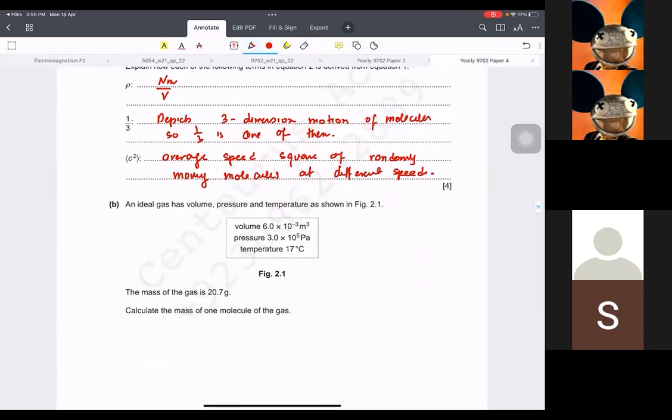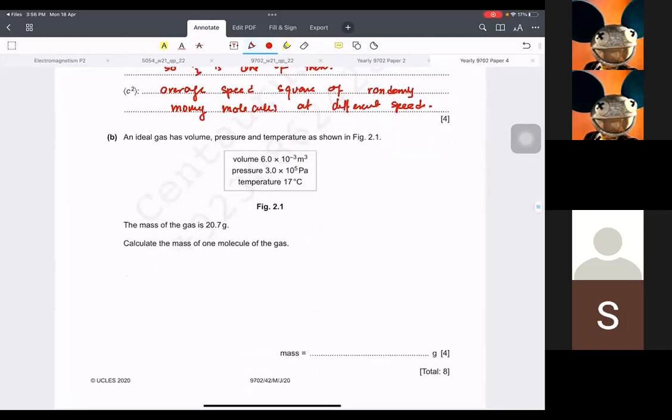Now, is it okay to write root mean square speed? But there is no root here. It just means mean square speed. No. Okay.